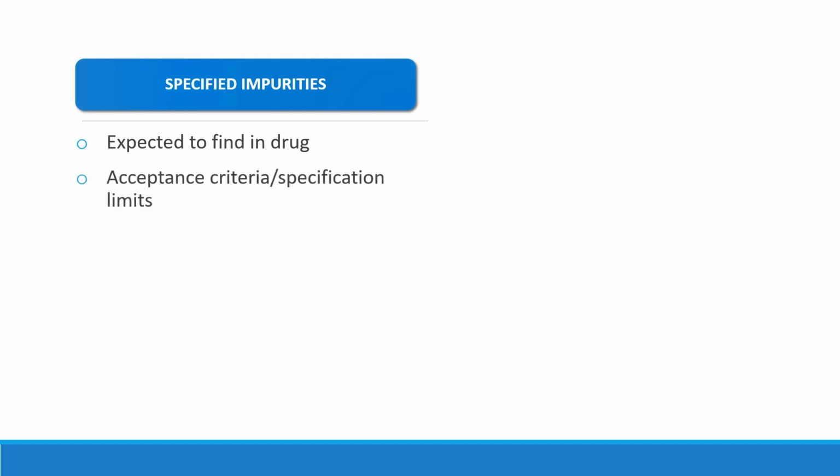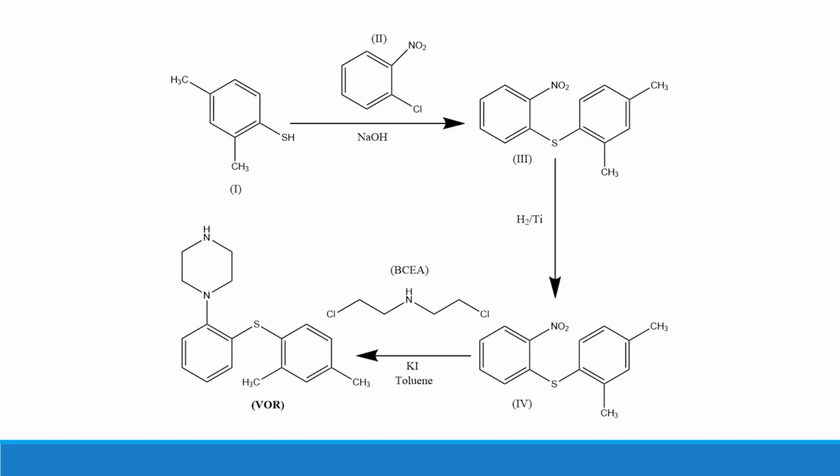Finally, there is a last, commonly used classification. Specified impurities are the ones we expect to find in the drug. We pay special attention to these using detailed methods for analysis. Each specified impurity has its own acceptance criteria or specification limits. We analyze these impurities consistently every time. The results are also documented in the analysis certificate of a newly produced batch.